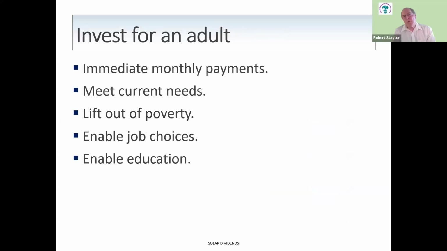We see 2 approaches to dispersing the benefits. One is to invest for an adult. The adult would begin receiving monthly payments as soon as the system is operational and generating revenue. This approach meets current needs. It can lift the recipient out of a poverty situation and deliver the many well-established benefits of a guaranteed income. In this case, the longer term for payments allows longer term changes in their lives.